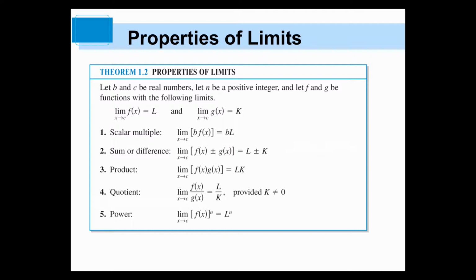Quotient's the same thing. The limit of a quotient is the quotient of the limits. Barring, of course, that k is not equal to 0, because if the denominator is 0, all bets are off.